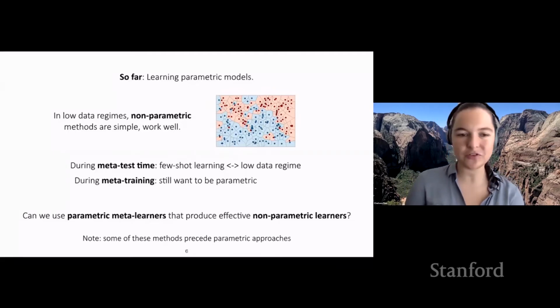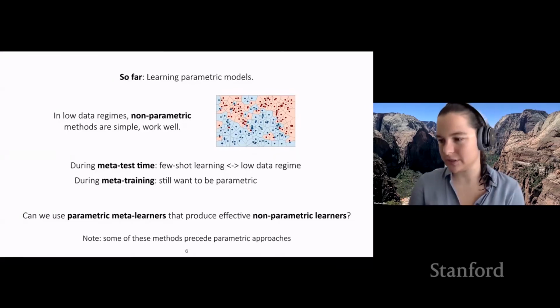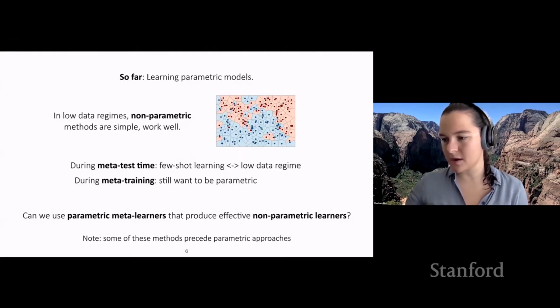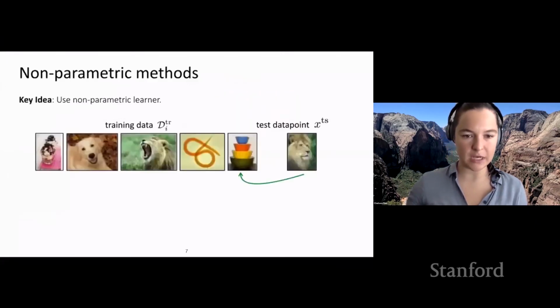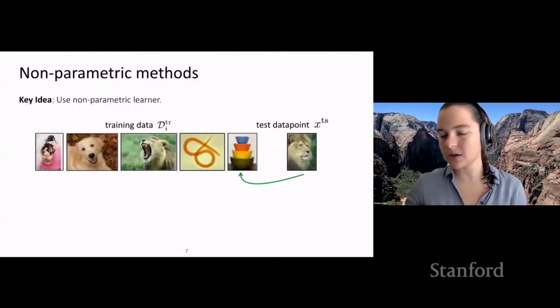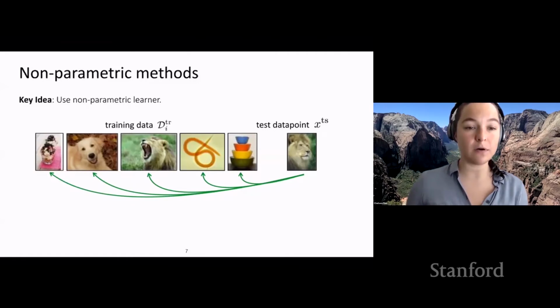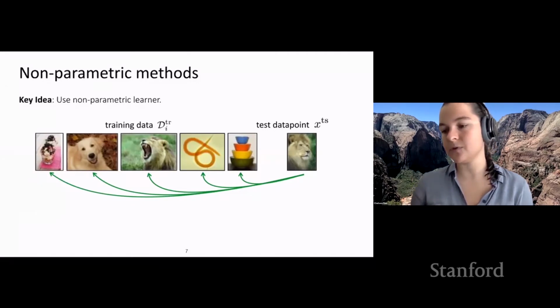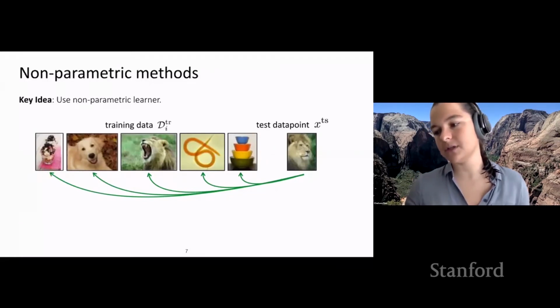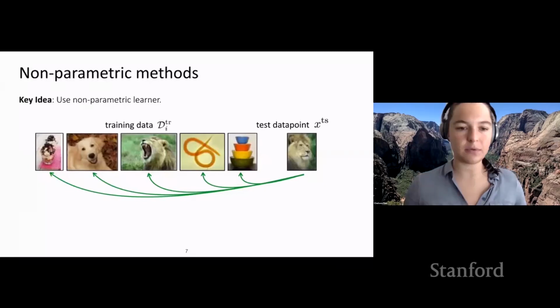Okay, so how do we actually do this and what does this look like in the few-shot learning setting? If you were to take our classic few-shot image classification problem and apply a non-parametric learning technique like nearest neighbors, what we would do is take our test data point and compare it to each of the training points in our data set, and then find the nearest neighbor and output the label corresponding to the nearest neighbor. So if this image was the nearest neighbor, then we would output the class corresponding to this image. If this one was the nearest neighbor, we'd output the other corresponding class.